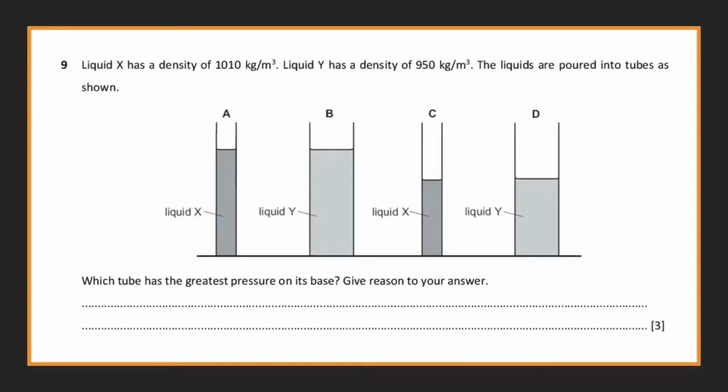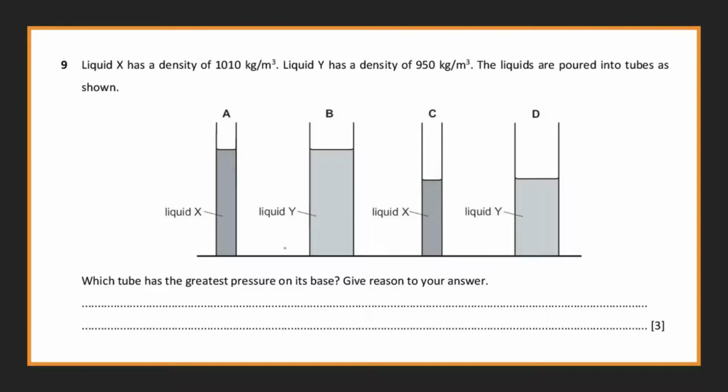Liquid X has a density of 10,010 kg per meter cube. Liquid Y has a density of 950 kg per meter cube. The liquids are poured into tubes as shown. Which tube has the greatest pressure on its base? Give reason to your answer.